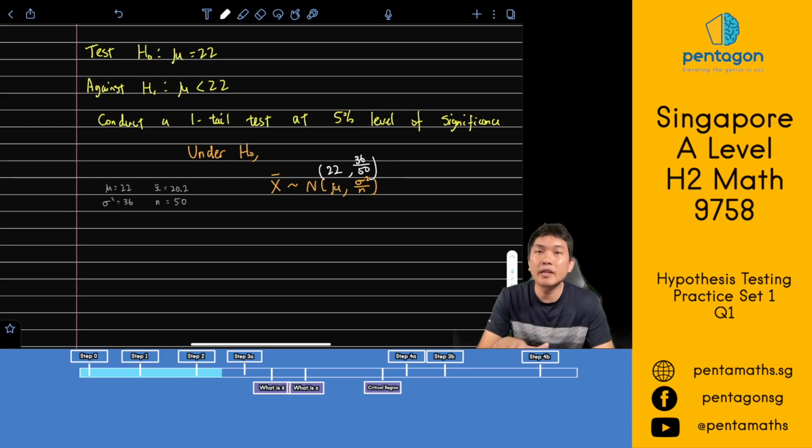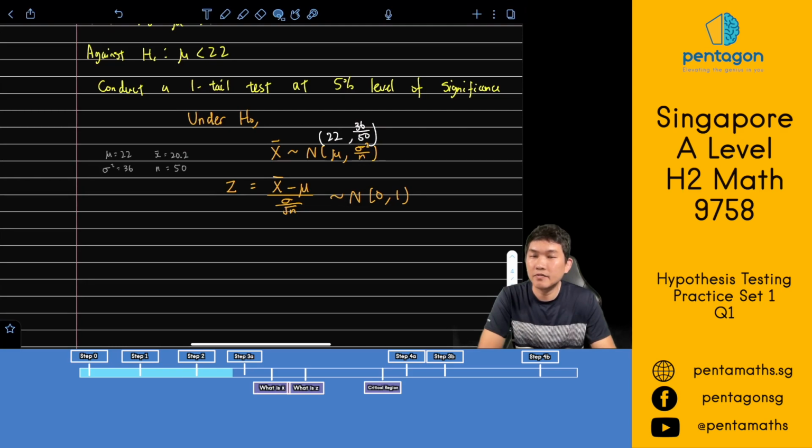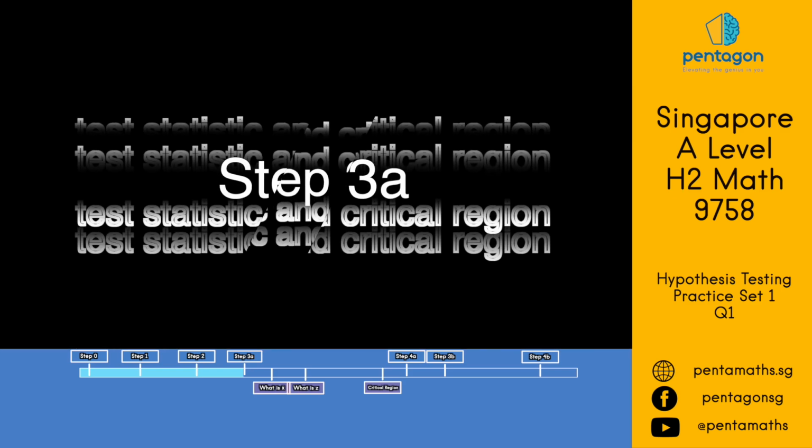Now, in the H2 Math syllabus, we're only doing a test on population mean, which means we're only going to do the Z test. So the next step is to convert our X bar variable into a Z variable. To convert the X bar variable to the Z variable, you need to use this formula over here. So the Z variable is also known as the standard normal variable. Now we can move on to the next step, which is step 3, I think.